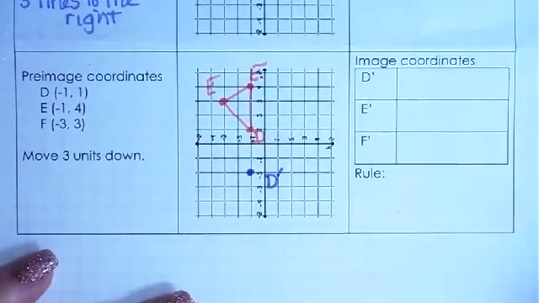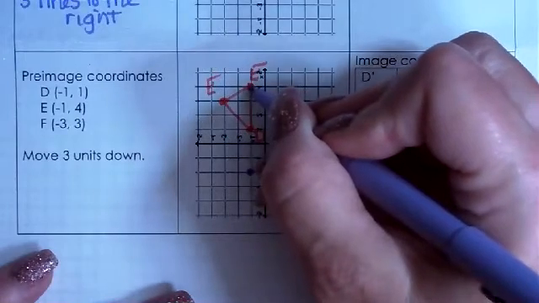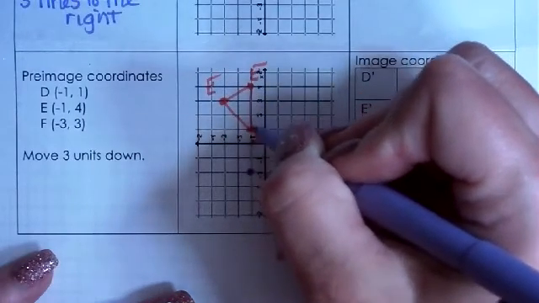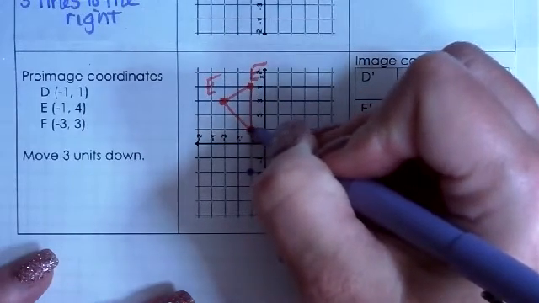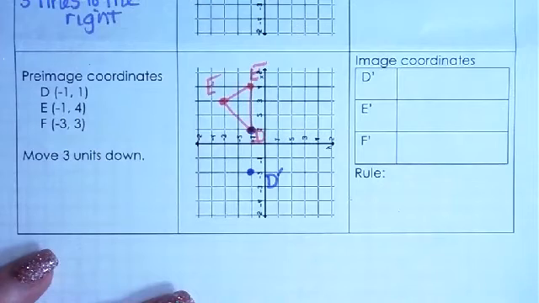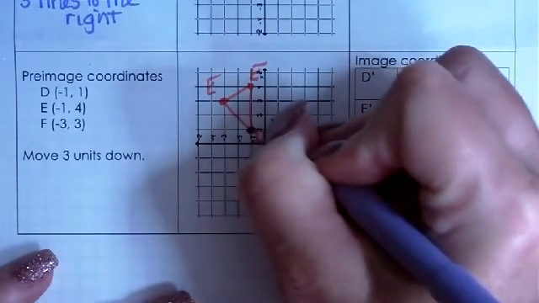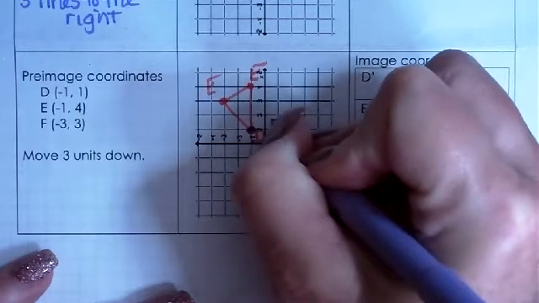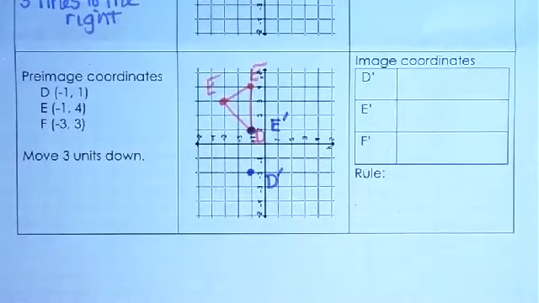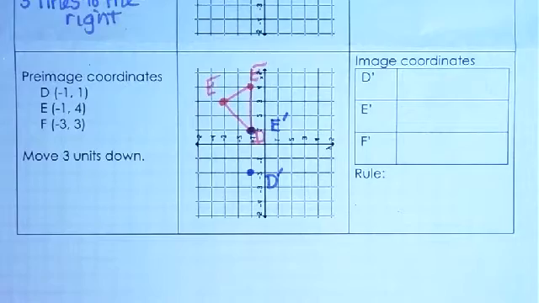Okay? I'm going to move E down 3. 1, 2, 3. Oh, wow. E moved to where D used to be. So I can use that point for more than one triangle. So that's going to be E prime. So E prime and D actually are the same point.